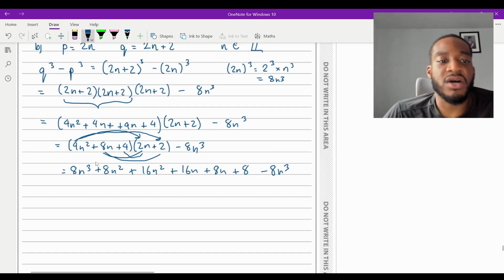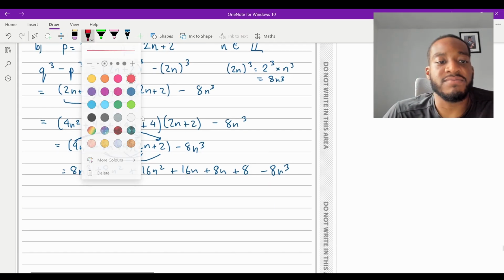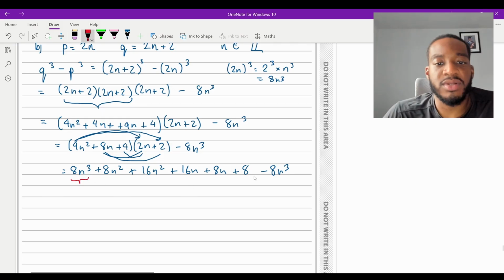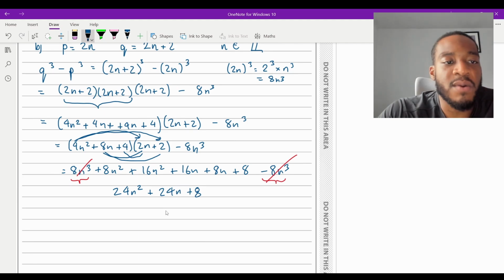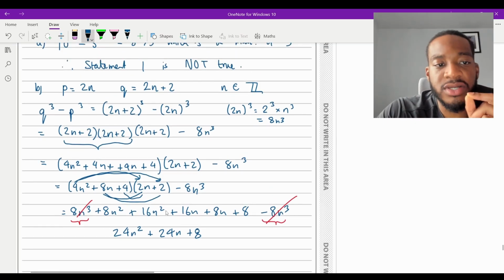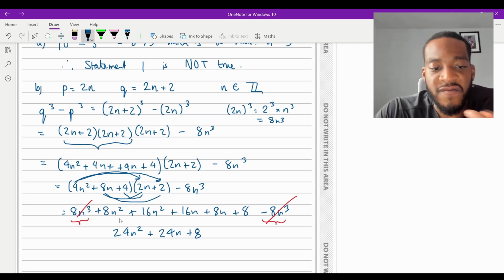And then now we need to tidy this up. We can see quite clearly that this 8n cubed and that minus 8n cubed are going to cancel, like that. And we've got 8n squared plus 16n squared, which is going to be 24n squared, plus 16 plus 8 is going to be 24 again. And then we've got plus 8, don't we? So what we have here is, remember, we've taken the difference of the cubes of two consecutive even integers, and we've got down to this result.